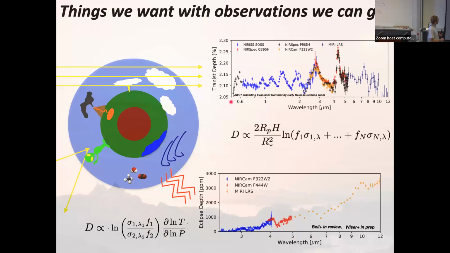So Hannah and Laura and Paul gave a very nice overview of the physics that go into producing a transmission and an emission spectrum. Probably shouldn't be showing half of these, but whatever. So this is an example of a transmission spectrum from JWST. You see all the nice bumps and wiggles.